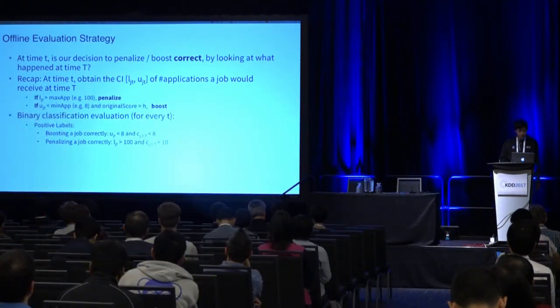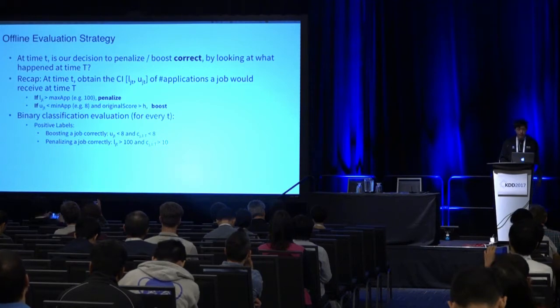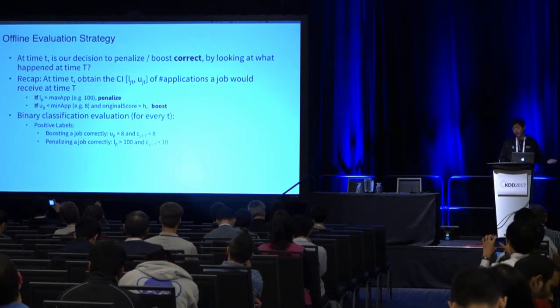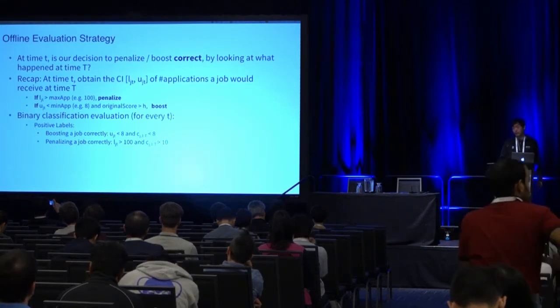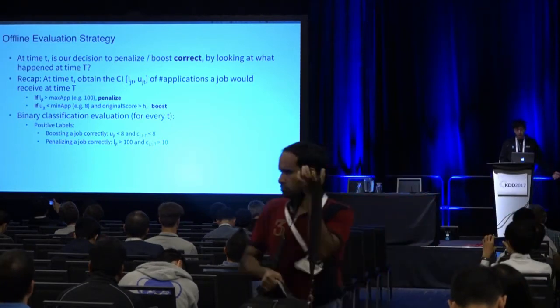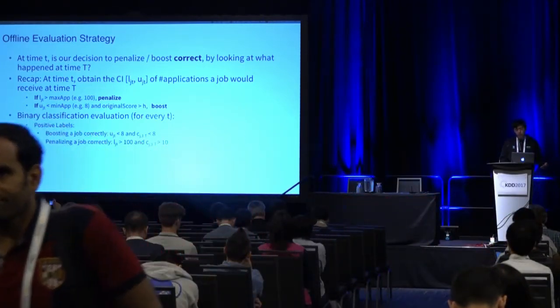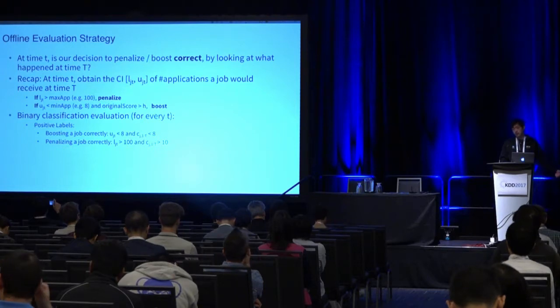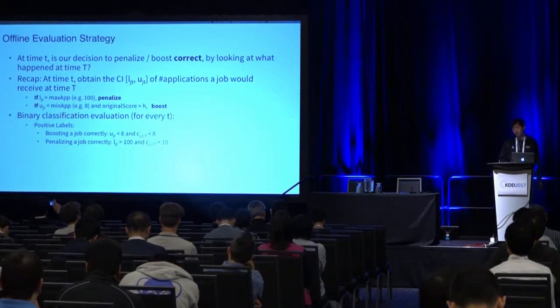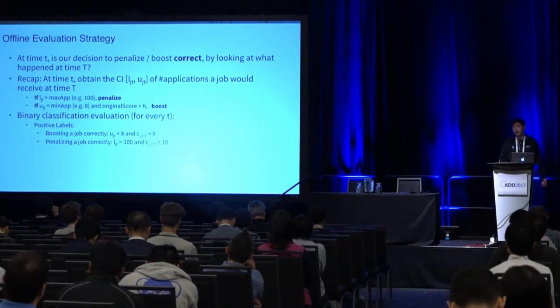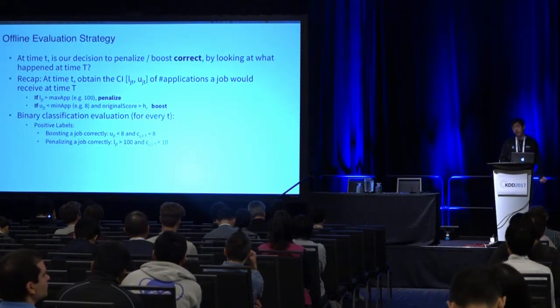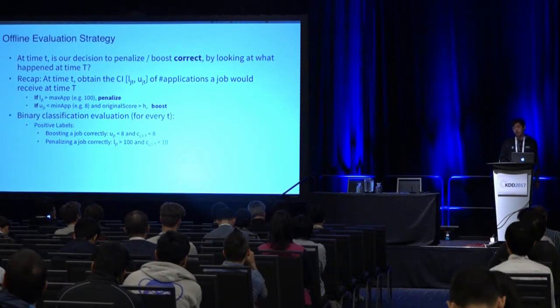So basically, I'm going to evaluate using the traditional way we evaluate binary classification models. Suppose we boost the job correctly, then it is a positive label. Suppose we decide to penalize the job correctly, it is also a positive label. On the other hand, suppose we made the wrong decision at the end of the day, then it becomes the negative label of my binary classification.